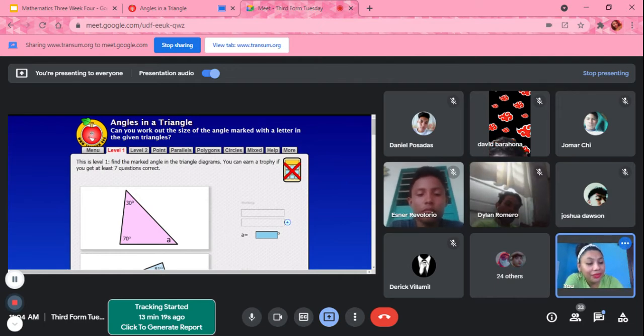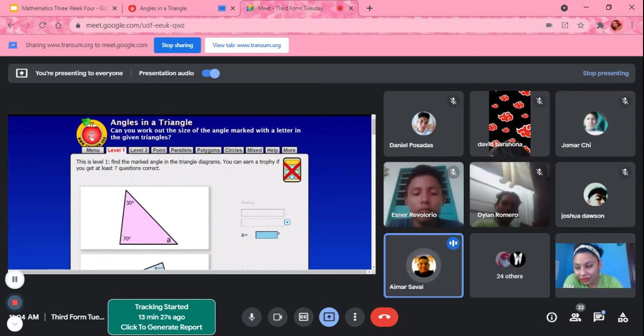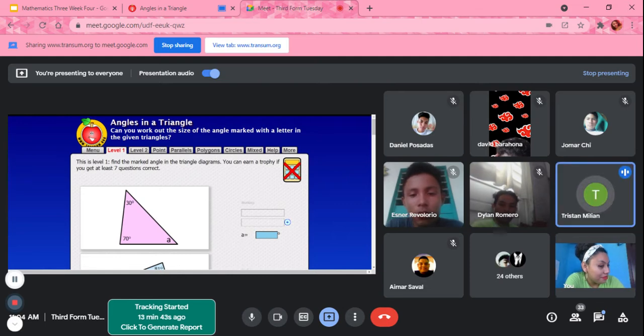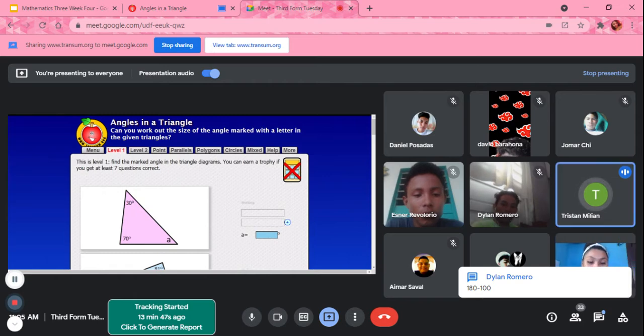Add? What would we add? This 30 and the 70. Okay, I would add the 30 and the 70. If I add 30 and 70, that gives me 100 degrees. Then is 100 degrees my answer? No. You need to subtract. Then I would need to subtract the 100 from what? 180.